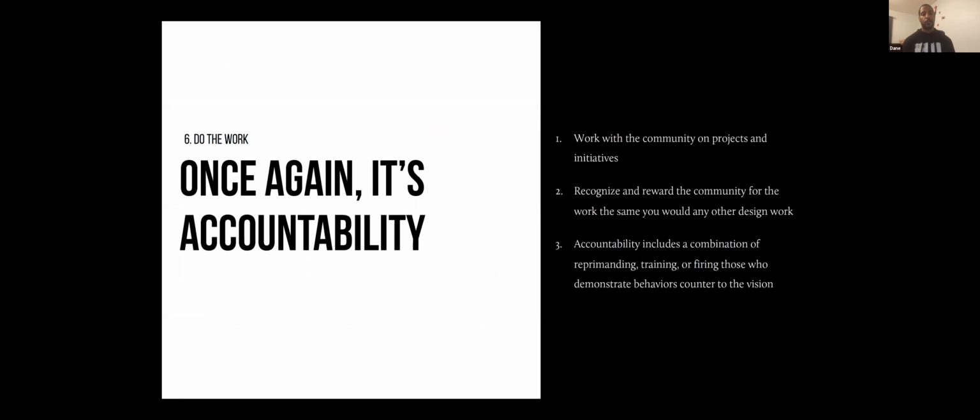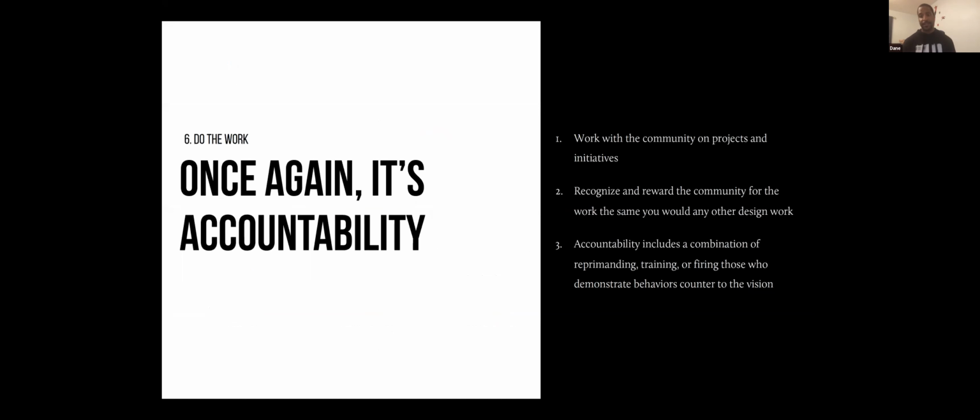And lastly, just do the work. Once again, it's all about accountability. An important facet of this is working with the design community on projects and initiatives. It can't be something that's just totally leadership driven. It takes a whole community to make this work. Recognize and reward the community for the work the same way we will reward any design work. This is just as important.